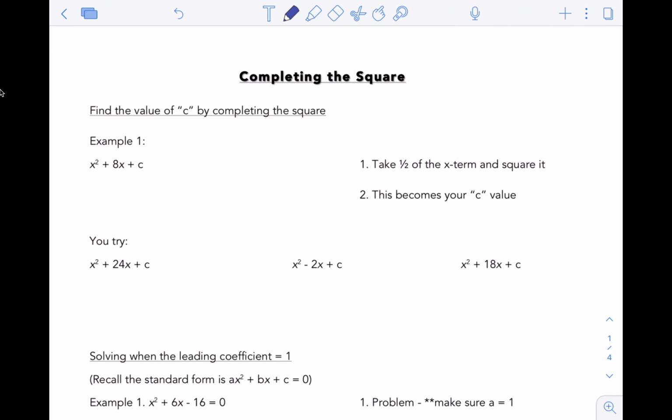In today's video, we're going to learn a process called completing the square. Completing the square is a method that can be used in order to solve a quadratic. Remember, when we solve a quadratic, what we're really asking you to do when we say find the solution is to find the x-intercepts.